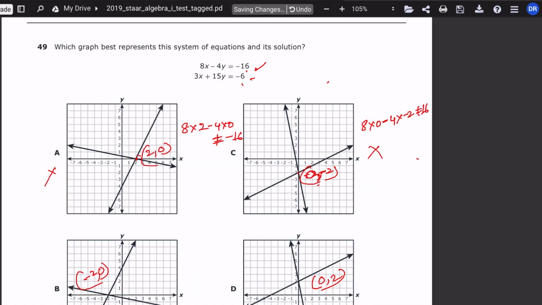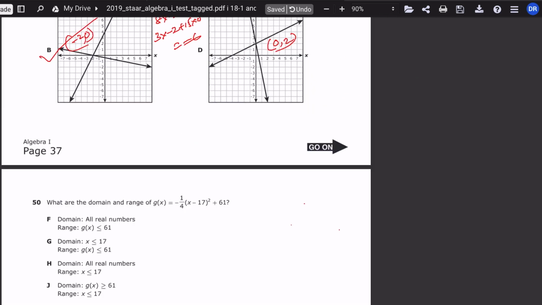Next here we are going into B. We'll see here in B when you substitute 8 into minus 2 minus 4 into 0 is equal to minus 16. Yeah, it can be. We'll check even the second one: 3 into minus 2 plus 15 into 0 is equal to minus 6. Yes. So B is absolutely right. It is fitting all those values. So therefore this is the right option, B.